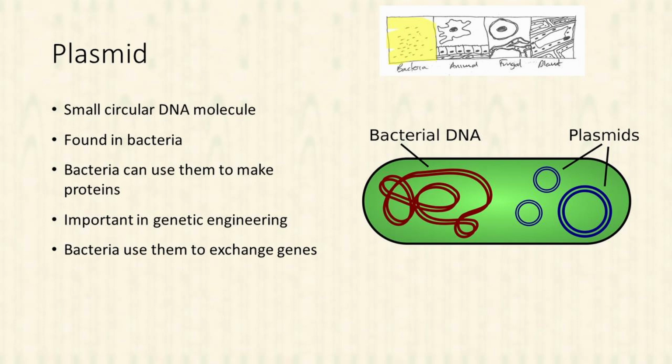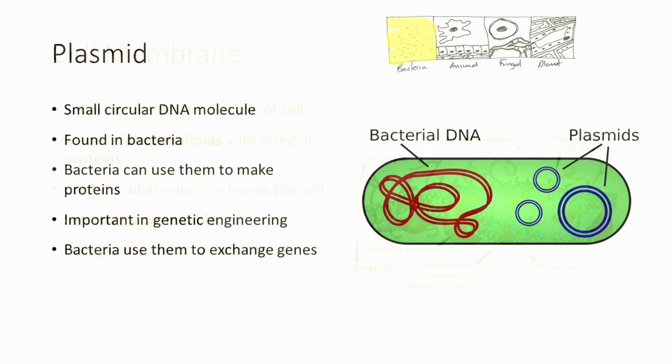When a plasmid enters a bacterial cell, it starts making new proteins which can give the cell new abilities to survive. For example, to avoid drying out in a drought. Plasmids are only found in prokaryotes.